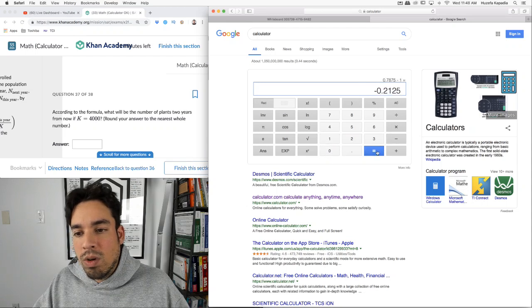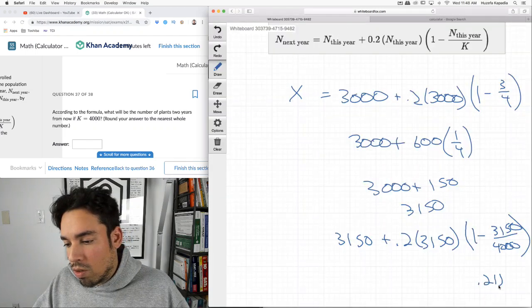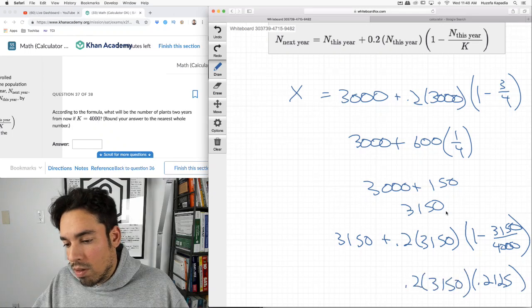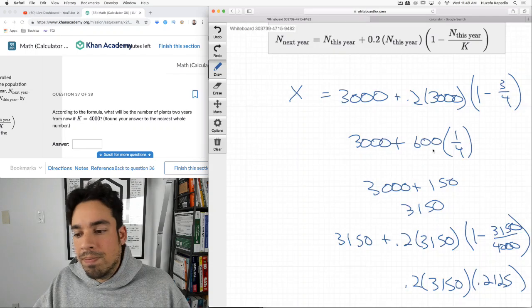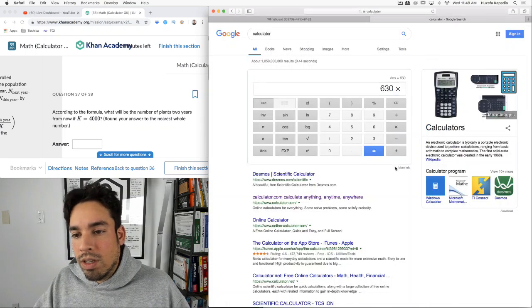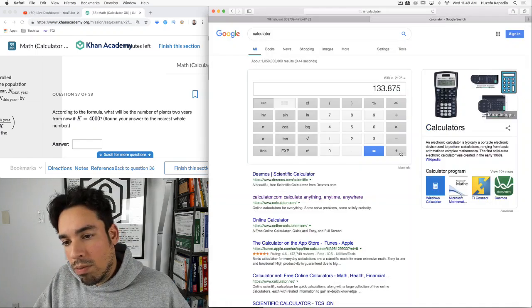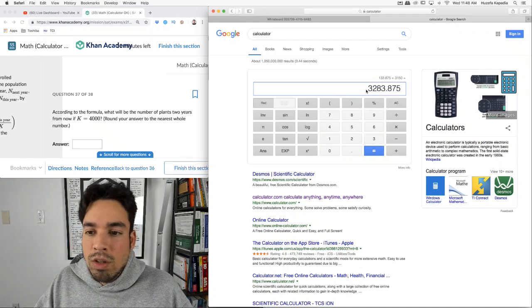I'm going to do this minus 1. It's the same thing. It's just the positive version of that. So 0.2125, 0.2125 times 0.2 times 3,150. I have to be very careful here, because I'll have no idea if I got it wrong. And then 133.8 plus 3,150. Because there's no multiple choice. So 3,283, round to the nearest whole number, 3,284.